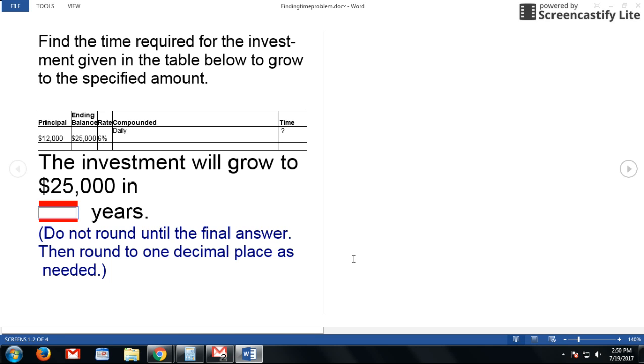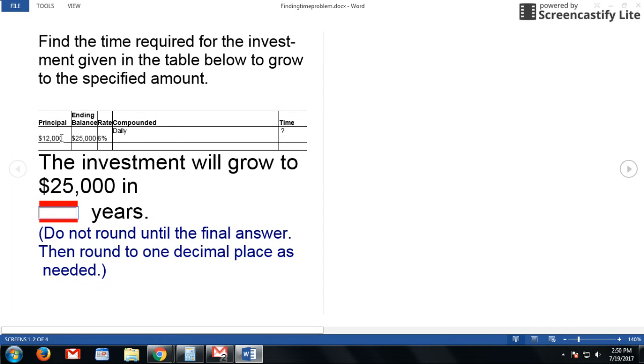Let's talk about a little bit harder interest problem. For this problem, we are asked to find the time required for an investment given in the table below to grow to a specified amount. So it's the time that we're going to be looking for.